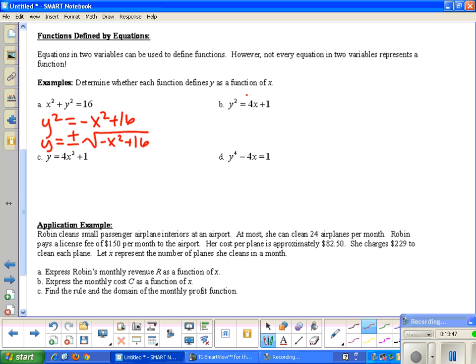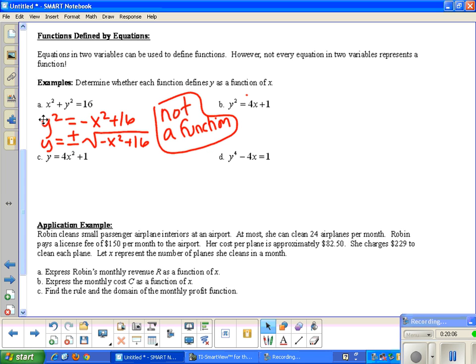Now, because of that plus or minus that I have right there, that means for every x value we put in there, you're going to have two output values. So because of that, I know that this is not a function. And again, it's because of that plus or minus, we have two output values. And if you were to graph this, you'd notice that it would look like a sideways parabola. So that would not pass the vertical line test graphically.